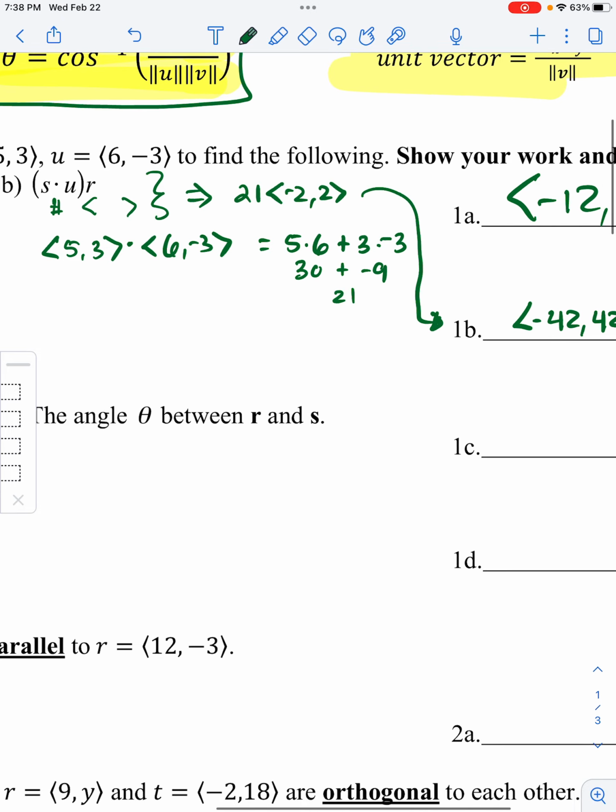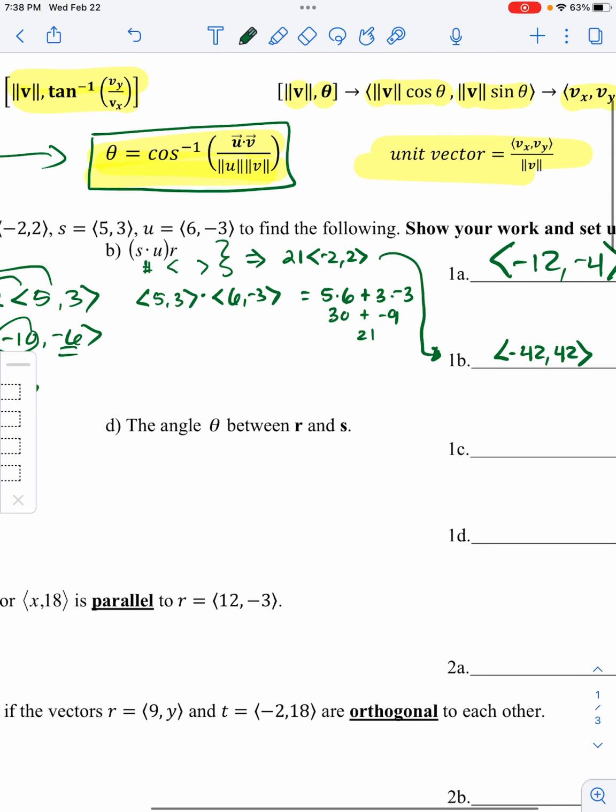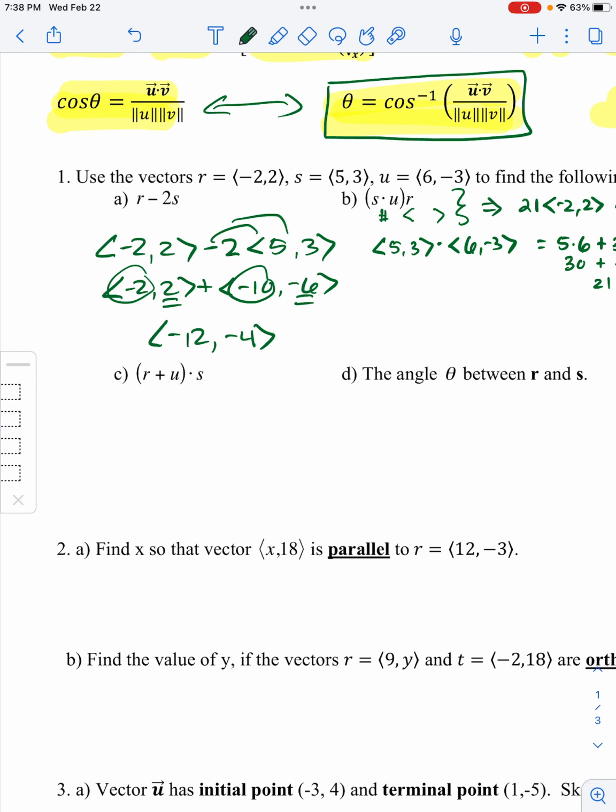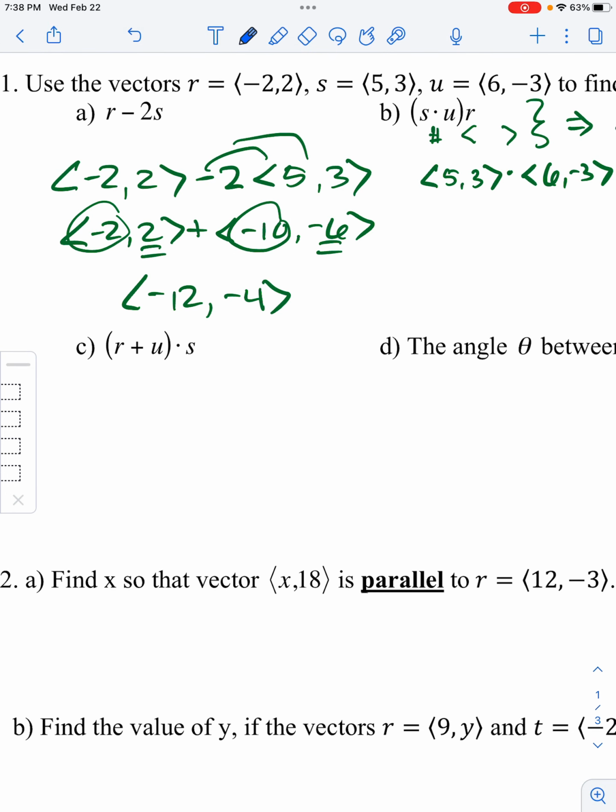And you want to make sure you're using proper notation, whether you're in polar form, coordinate form, or whatever it might be. Here it looks like I'm going to be adding R and U first because that's in parentheses and PEMDAS is real. So R plus U is literally taking these x and y components from R and adding them to the components of U. So when I add the x components, I'm going to have a 4. And when I add the y components, I'm going to have a -1. And then I'm going to be doing that dot product with 5, 3.